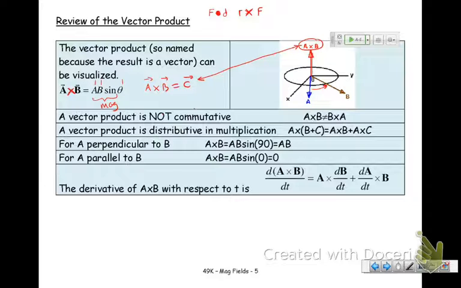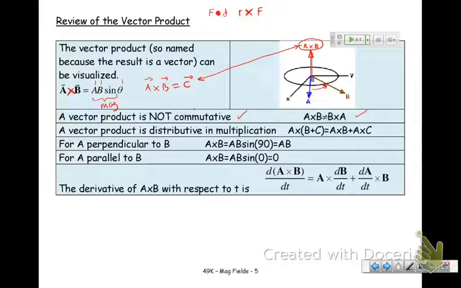A vector product is not commutative. So A cross B is not the same as B cross A. That's interesting: the order matters. And the second thing, the vector product is distributive over addition. So A crossed with B plus C is A crossed with B plus A crossed with C.